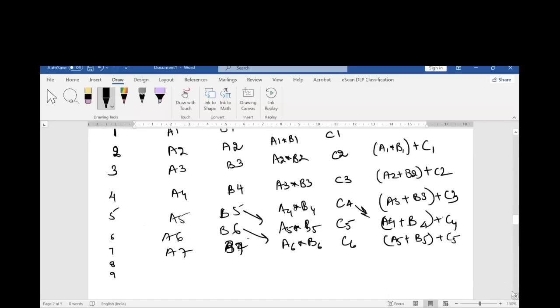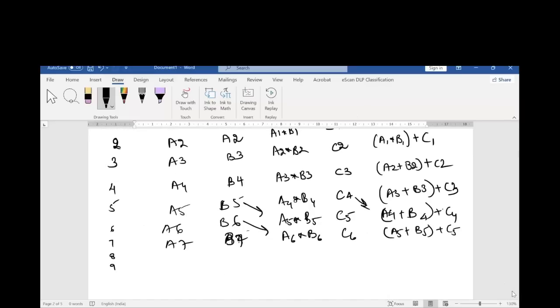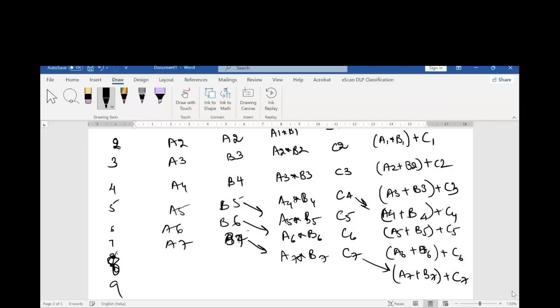Okay. And finally, in the 8th clock cycle, A7 B7 will be here. The A6 B6 answer will come. And in the last clock cycle, that is the ninth clock cycle, this answer will be obtained. So all the tasks got completed in 9 clock cycles.